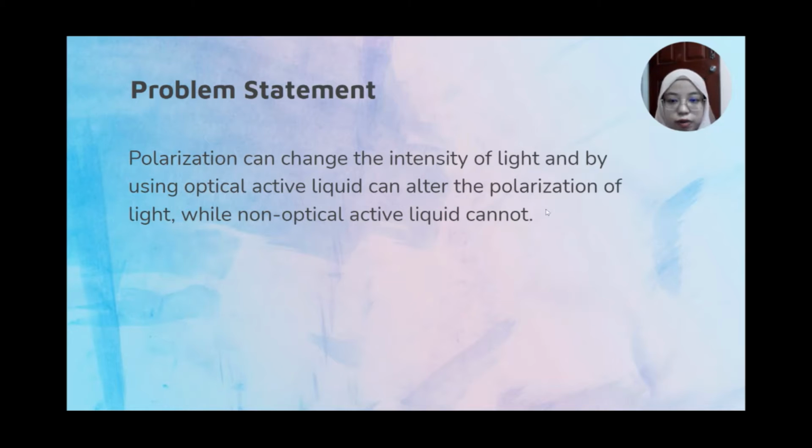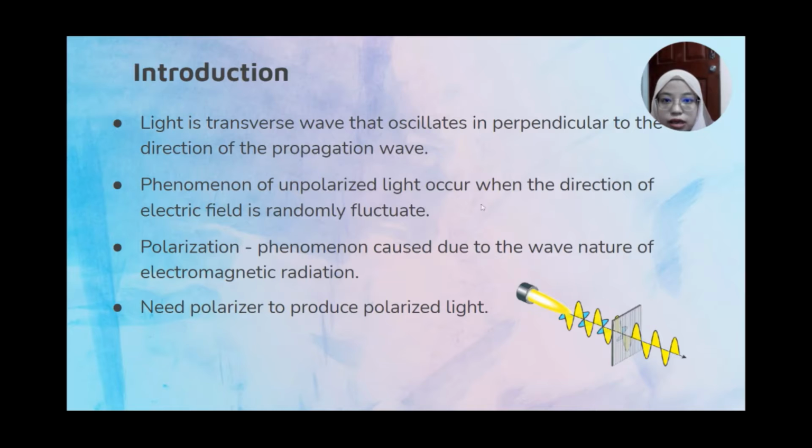So, the problem statement for this experiment is that polarization can change the intensity of light, and while using optically active liquid, we can also alter the polarization of light. However, while using non-optically active liquid, we cannot alter the polarization of light. Next, moving on to the introduction.